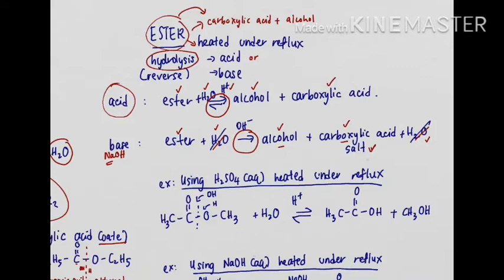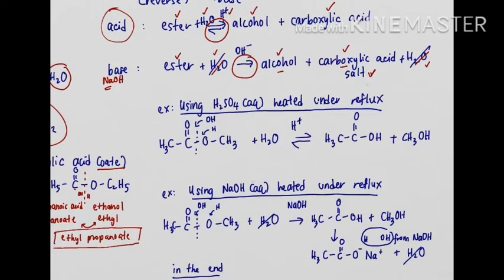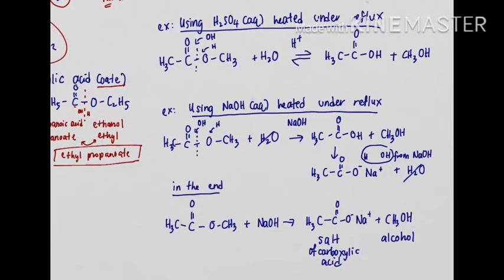If we put it in the form of an example, say we are using sulfuric acid and we heat them under reflux, and we are using this ester, the bond that is going to be broken is the ester bond over here. You have H2O, so you have HOH. The H from here will enter this part to give you the alcohol. The OH from here will enter this part to give you the carboxylic acid.